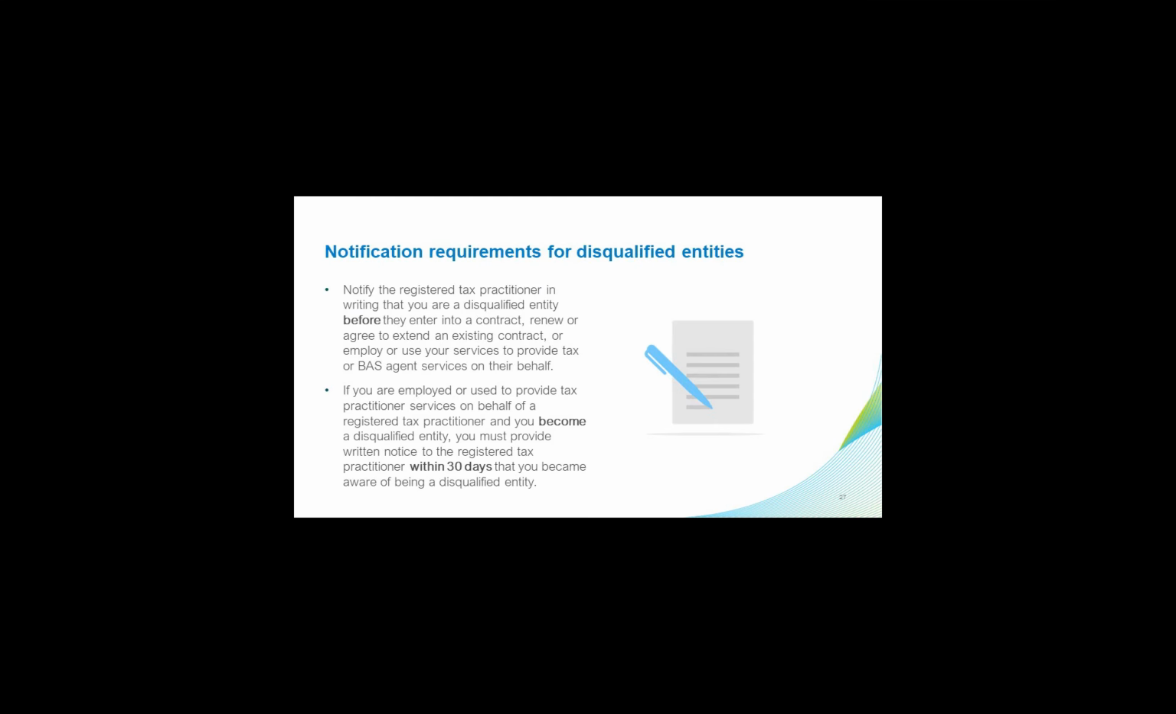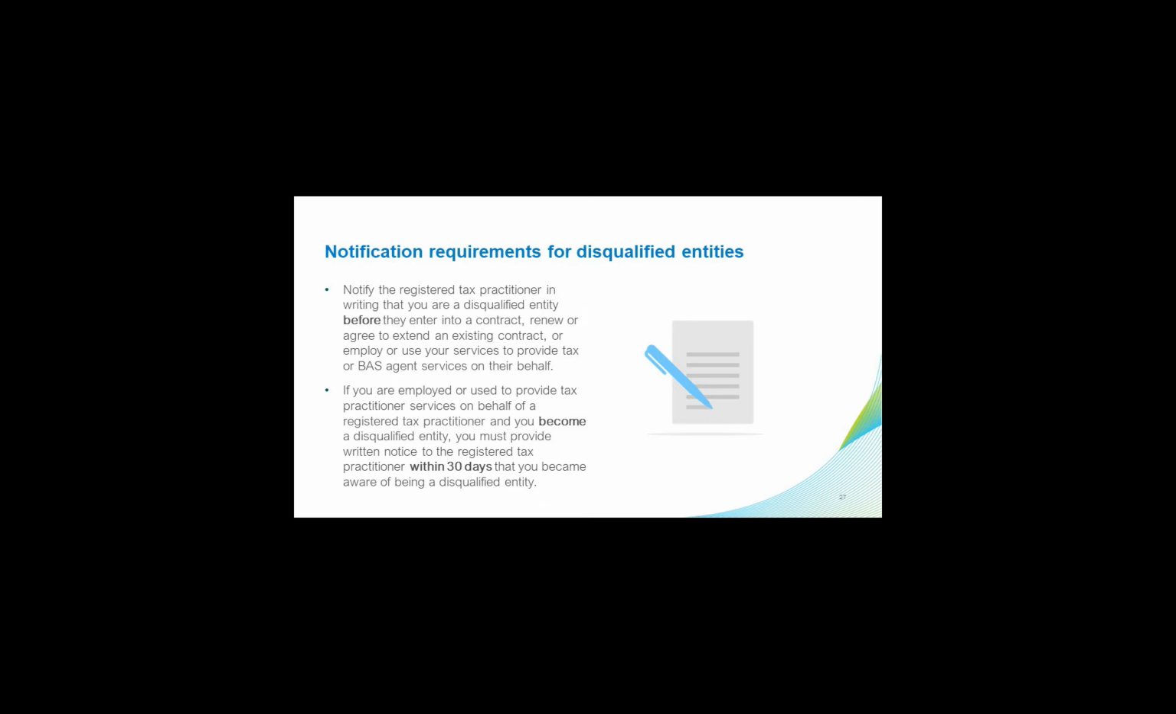From 1 January 2024, disqualified entities must notify the TPB in writing if they are a disqualified entity. And they've got to do this before they renew or agree to extend a contract of employment that they might have with you. Or in the case of Code Item 16, when you're looking at entering into, renewing or extending your arrangement with an entity. So they've got a positive obligation to notify you if they trigger the disqualified entity test.